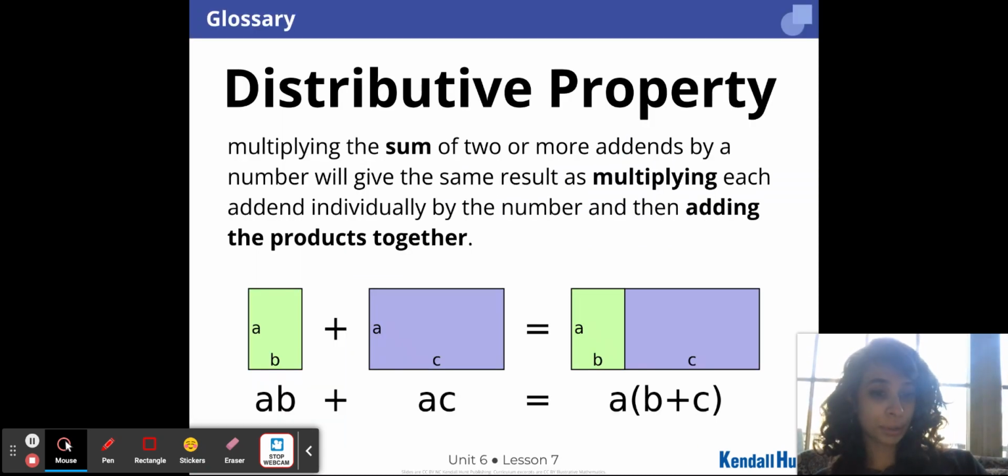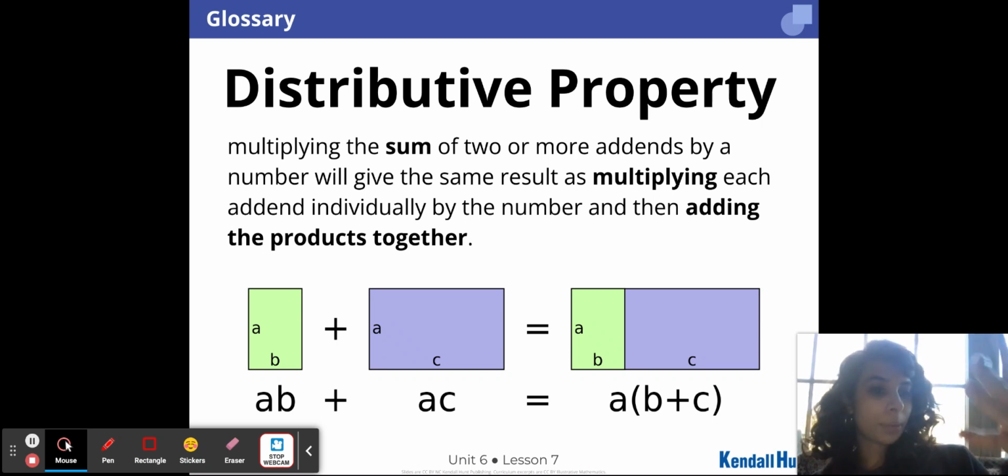And so what diagrams are we using? So back to our basics, elementary school, using the distributive property. So the distributive property is multiplying the sum of two or more addends, right? Two things you are adding together, by a number will give us the same result as multiplying each addend individually by the number and then adding the products together. And so here's a visual representation of that, right? The a times b plus a times c is the same thing as a times b plus c.